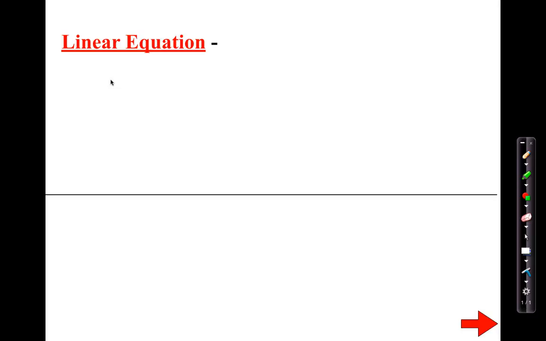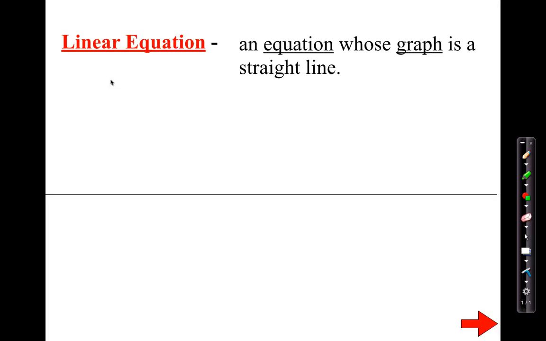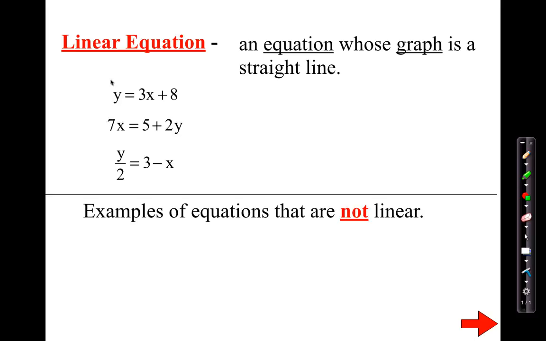So if you recall, a linear equation is basically an equation whose graph is a straight line. Here's an example of one, here's another example, and here's another example. Now, examples of equations that are not linear will include the following: y equals 3x squared plus 8, x squared minus 4y squared equals 12, and y equals 2x cubed minus 5.